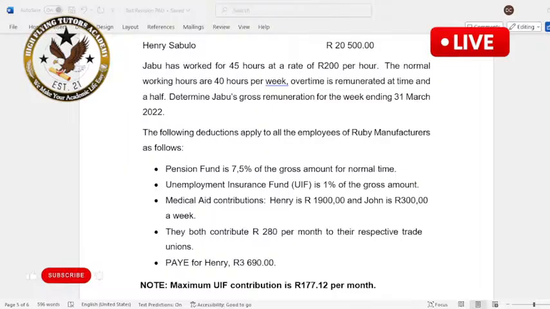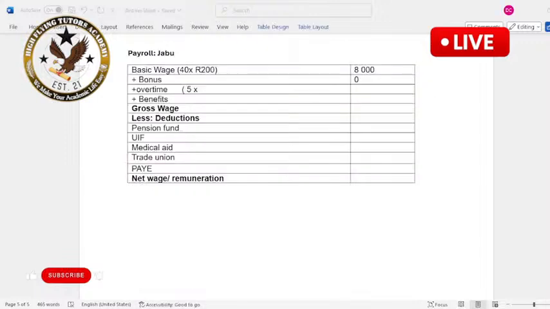you open brackets, you say 5 hours multiplied by... They say this guy worked overtime, and I want us to clarify the issue of overtime so that we get the right answers. Are you with me? Let's go back to the question. On the question, they are saying overtime is remunerated at a time and a half. A time and a half is 1,5. So for you to calculate the correct amount, you're going to say 5 multiplied by 1,5. Time and a half means 1,5.